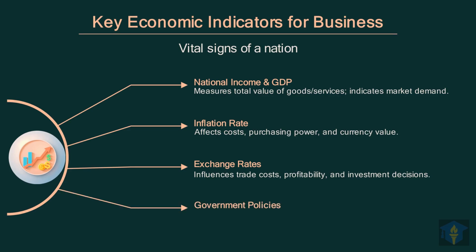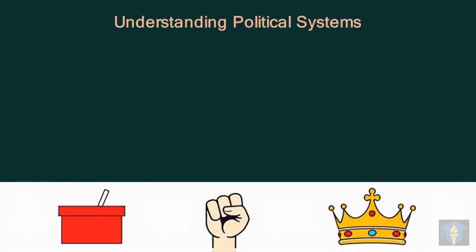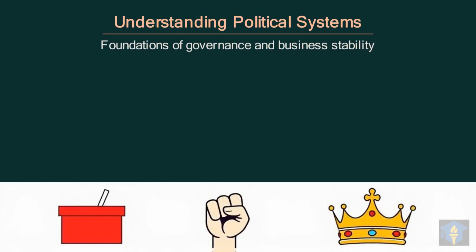Finally, we must consider government policies and their business impact. Trade, tax, and monetary policies collectively shape the entire business environment significantly. Let's now understand different political systems around the world today. These systems form the foundations of governance and directly impact business stability.